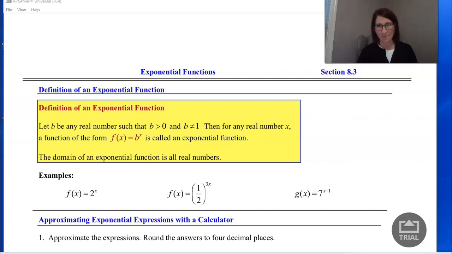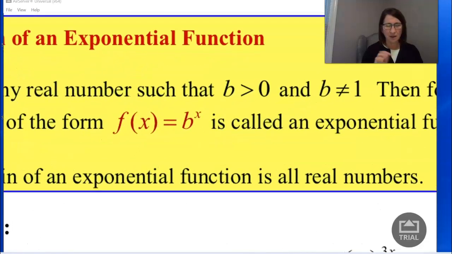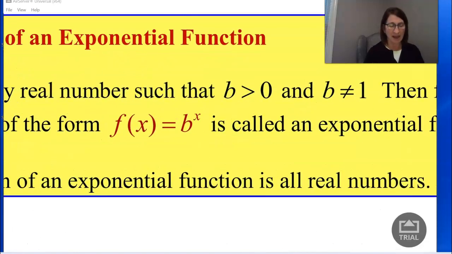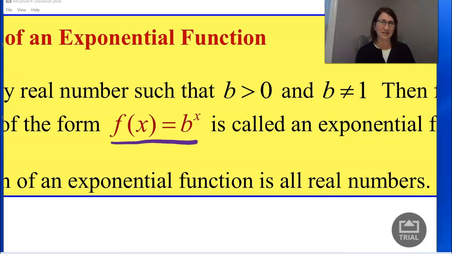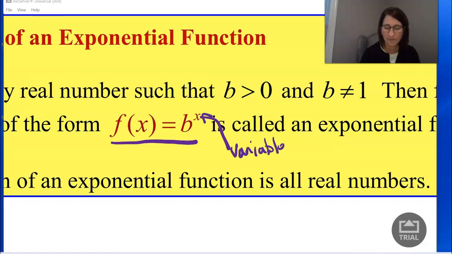So for section 8.3, we're going to look at exponential functions. An exponential function is super easy to identify just visually. If we look inside of this box, we can see this function f of x is equal to b raised to the x power. This is an exponential function because our variable is the exponent.